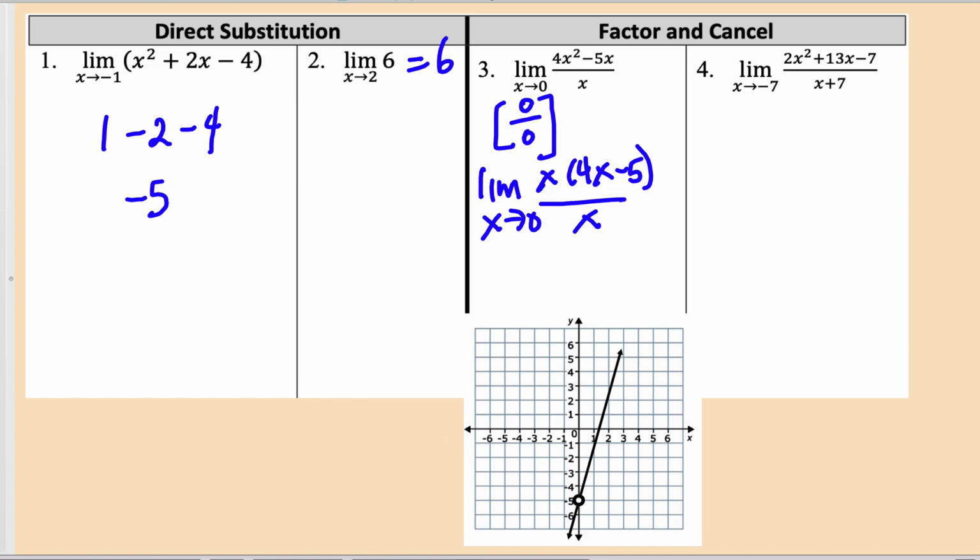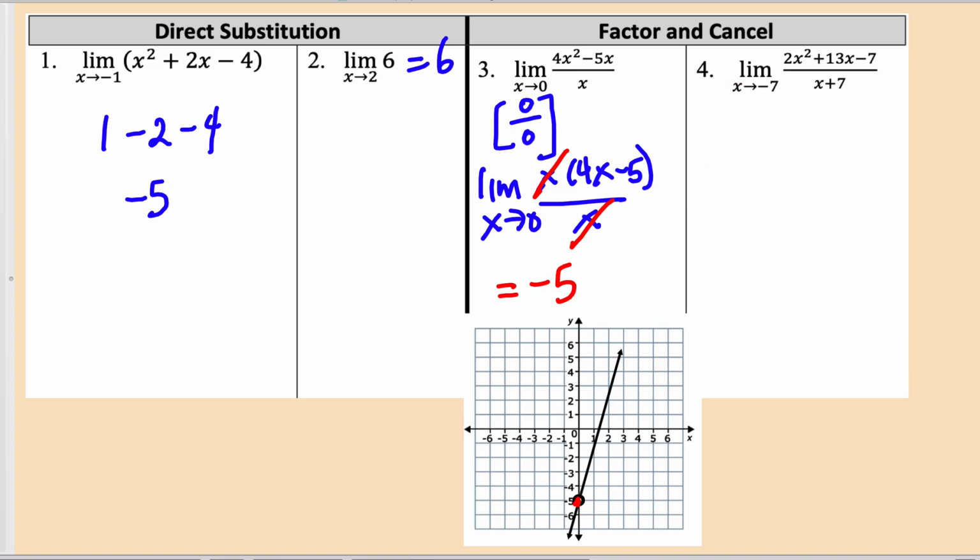So what I'm going to do is use a little algebra. I'm going to reduce, and now I have the same line with the hole filled in, and with the hole filled in I can use direct substitution. So this is going to be 4 times 0 minus 5, or negative 5.